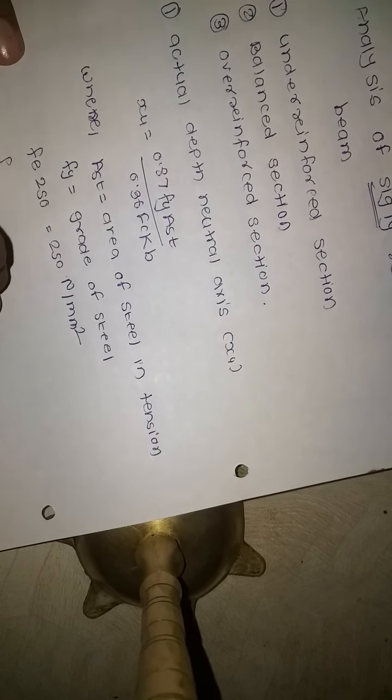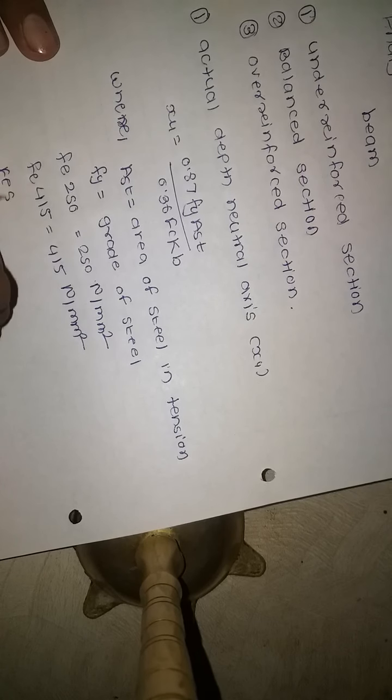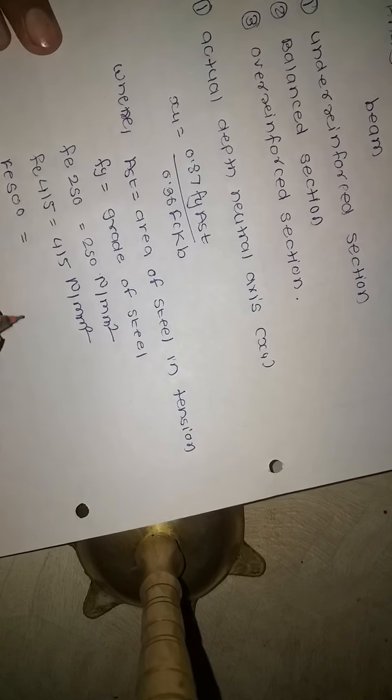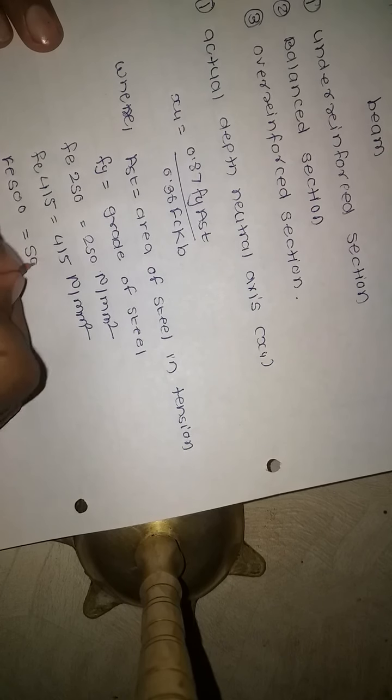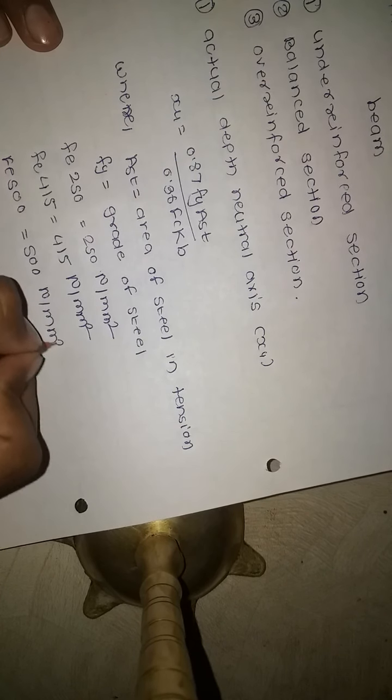So second is FY. What is FY? FY is the grade of steel. For Fe 250, it is 250 Newton per mm square. For Fe 415, 415 Newton per mm square. For Fe 500, these three grades we use, 500 Newton per mm square.